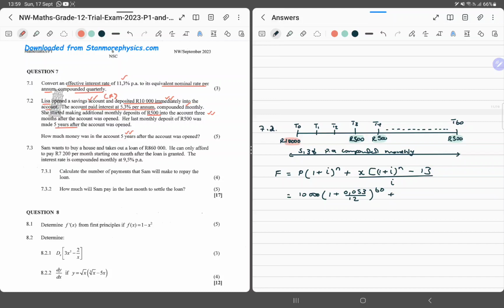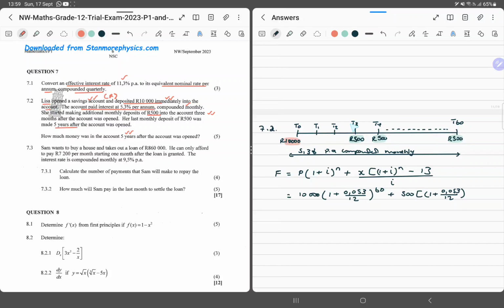Plus, what is this question again? How much money was in the account 5 years after? That means exactly at 5 years, so not a month after, so that's good. Then the x here is going to be the 500 bucks that we're adding here, 0.053 over 12. Now, how many is this? Remember, we started paying this one on that month, so it's just going to be the difference here, because this minus that is just going to give us 60.